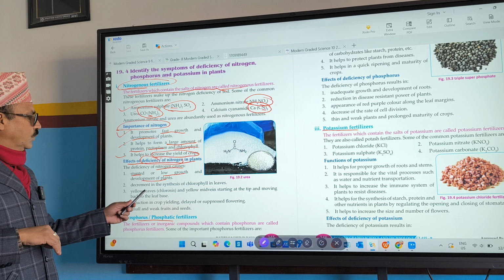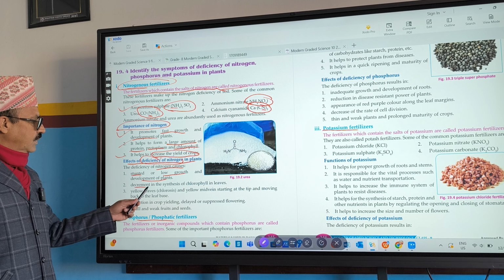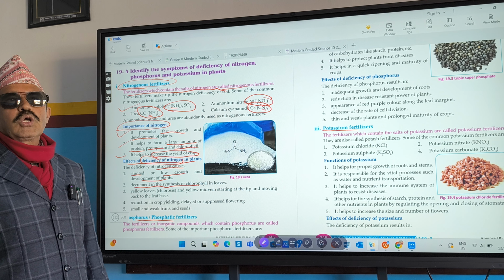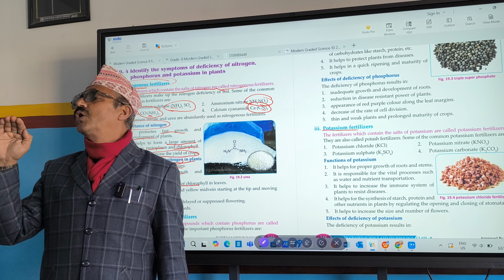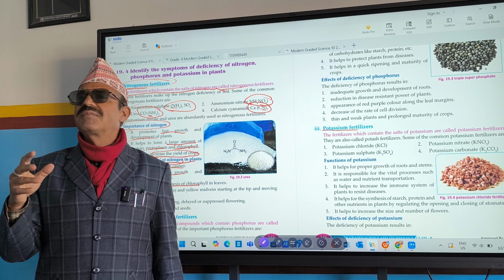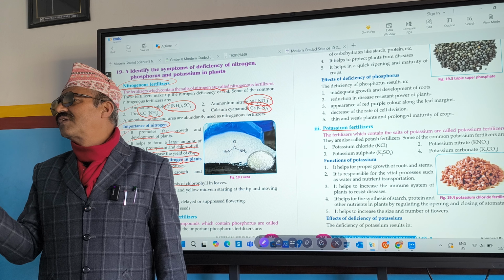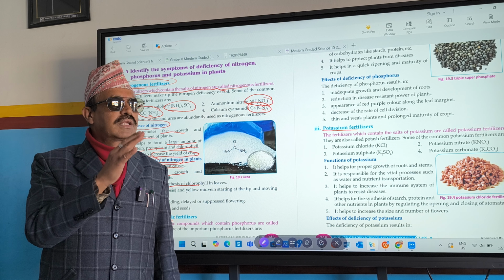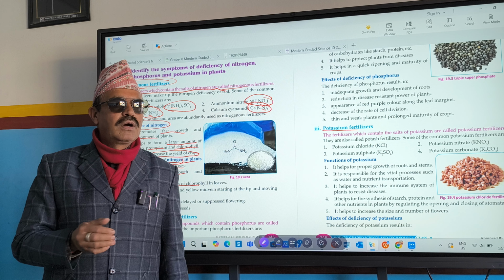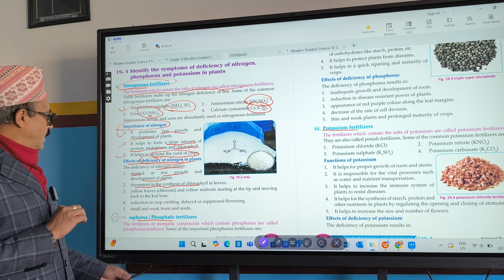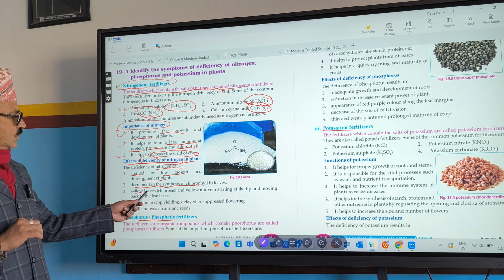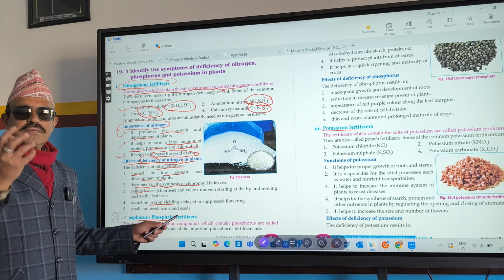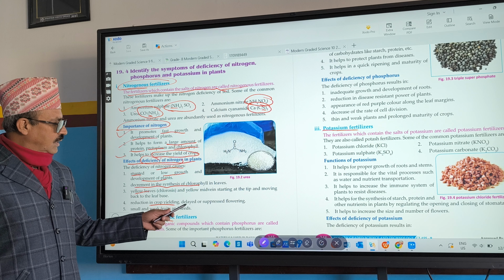Point number two, decrement in the synthesis of chlorophyll. Leaves are not bright green in color, maybe dull green or a little bit yellow in color. If bright green color, there is sufficient nitrogen. Otherwise, none. Yellow leaves. Reduction in crop yielding, less production of crops.